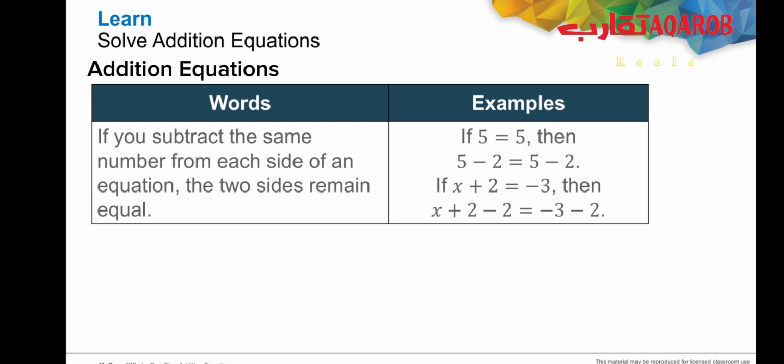How to isolate it? Get rid of 2. How to get rid of it? 2 is added, so subtract it. Since 2 is added, subtract 2. And because it's an equation, whatever you do to the right side, you do the same to the left side. So this is how we solve equations. We just isolate the variable, put it on the left side and all of the other numbers on the right side, and use inverse operation.